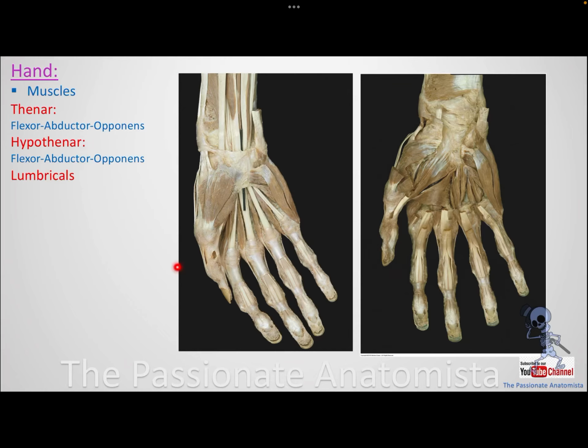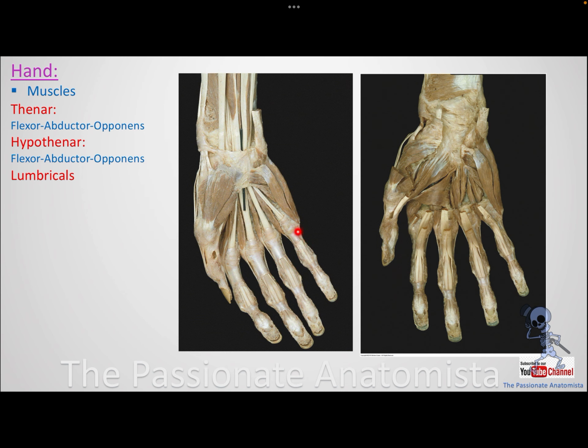So the thenar is made by the muscles that supply the thumb. And the hypothenar, hypo, it's smaller, because this is for the little finger, so it's going to be muscles for the little finger. So what kind of muscles do you expect to see here? I expect to see the muscle that abducts, the muscle that flexes.